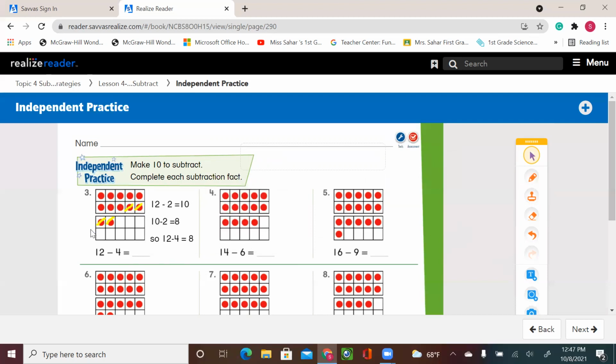12 take away 2. I made a 10 frame. Now from my 10 frame, I'm taking 2 more because my total to take away was 4. I only took 2. Now I'm taking the other 2. That leaves me with 8. So 12 take away 4 equals, and I'm going to write my answer here, 8.